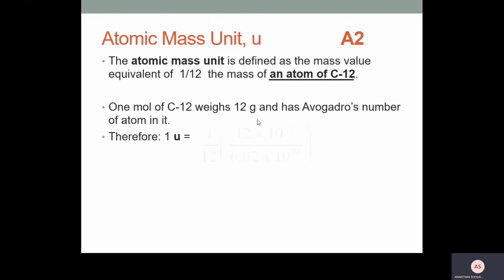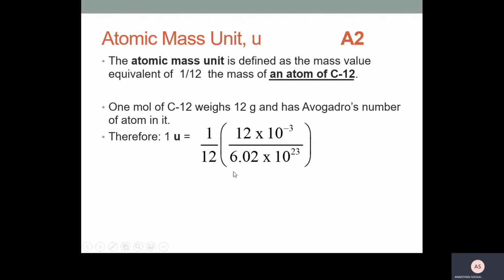So therefore, 1u is found to be 1/12 of carbon-12. So this is the 1u value. In the exam, they won't give this number on the front page of your exam paper as a constant. You need to remember it. It's the atomic mass unit. For AS, you won't be using it. They might ask the definition of the atomic mass unit. That you remember: 1/12 of the mass of a carbon atom, carbon-12.